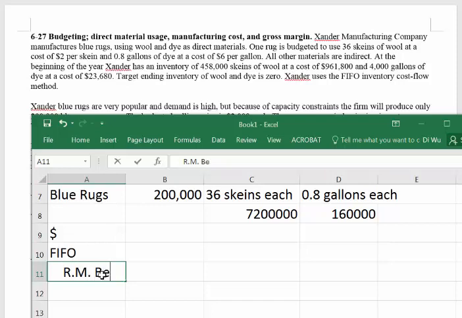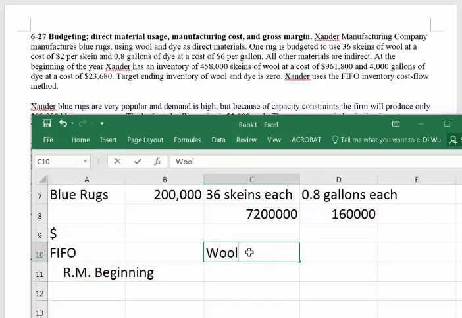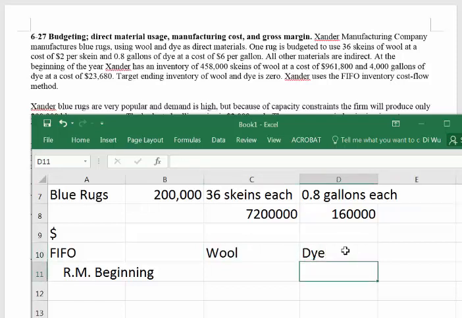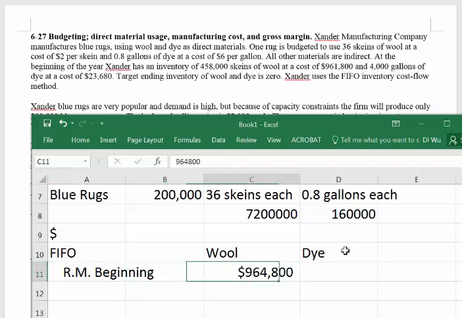So raw materials beginning inventory tells me that for the wool, and I have wool and also dye. For the wool, I have the dollar amount is 961,800. Oh, sorry, I think I typed the wrong number. Should be 961,800.